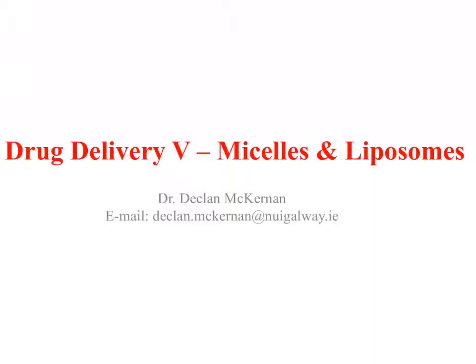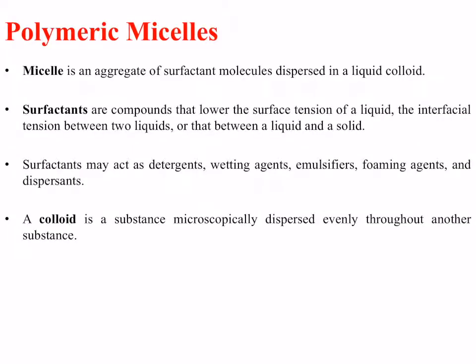The final polymers that we're going to discuss are micelles and liposomes. A polymeric micelle is an aggregate of surfactant molecules dispersed in a liquid colloid. What this means is that it is composed of molecules that are surfactants, and surfactants are compounds that lower the surface tension of a liquid and at the interface of two liquids, or between a liquid and a solid.